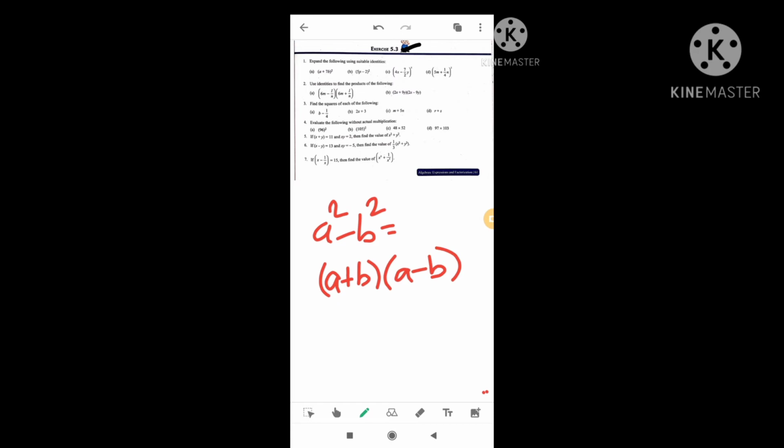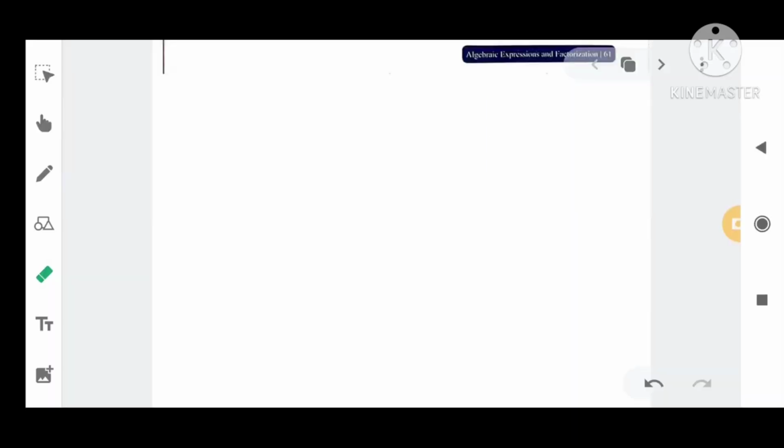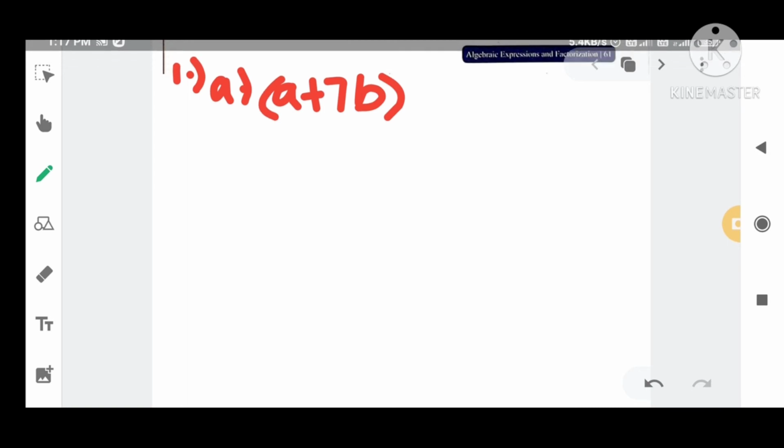So by recalling these identities, now we can solve exercise number 5.3. Exercise number 5.3: expand the following using suitable identities. First one, a plus 7b the whole square. So in the first question, a plus 7b the whole square.